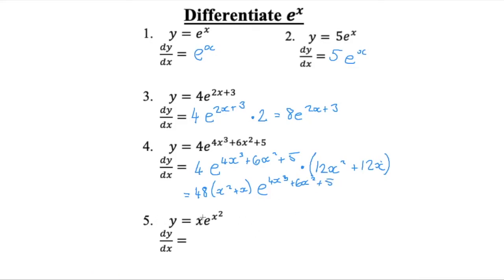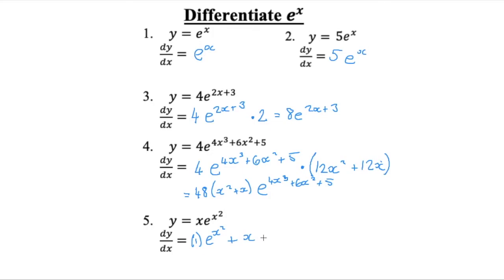Fifth example, we've got two functions here, so we're going to use the product rule. So let's first of all differentiate our first product, so that's going to be the x. Differentiate that, we're going to get 1. Leave the other term alone. Plus, let's leave this term alone now. And let's differentiate our second function.